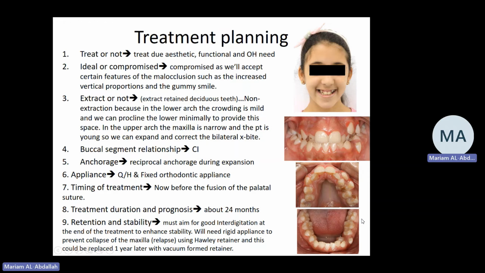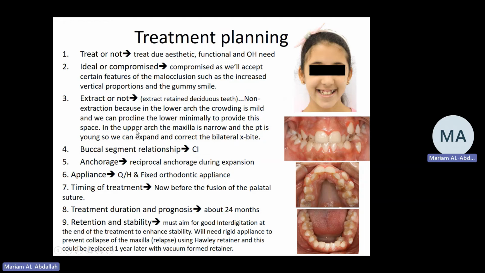Extract or not? Let's look at the lower arch. In the lower arch, I'm planning to have minimal changes in the anterior posterior position of the lower labial segment, a little bit of proclination in order to relieve the mild crowding. Of course, the D has to be extracted, align and level. So in the lower arch, non-extraction. In the upper arch, although I have more crowding, the problem is not mainly related to arch length discrepancy, but mainly to the narrow maxilla. So if I expand, I will have space, so I don't need to extract. So non-extraction in the upper arch as well, because I have other methods to provide space.